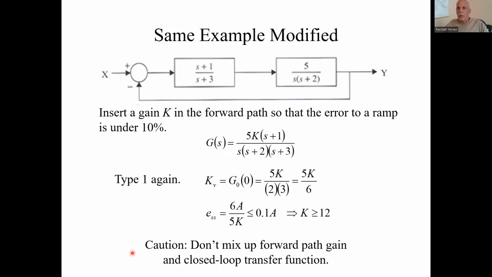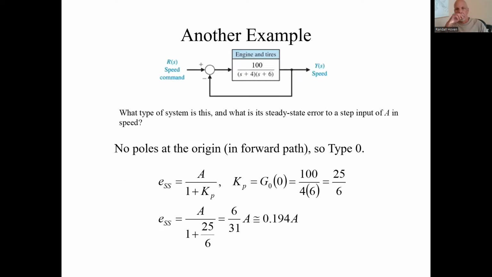This caution didn't really apply in this example, but we'll get to where it does apply later. Make sure you're using the right transfer function. When it's unity feedback like this, and we're talking about steady state errors, your calculations are based on the forward path transfer function. In fact, the beauty of using that table is you don't have to calculate the entire closed loop transfer function. I'll give you an example of that in a minute as well.